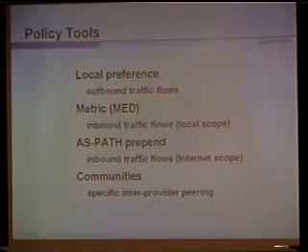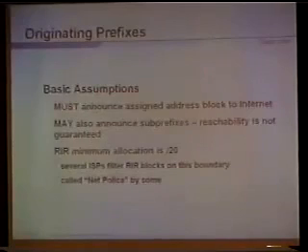The policy tools that we have, just a reminder: local preference is used for outbound traffic flows. Metric is used to determine inbound traffic flows, gives you a local scope, in other words, between you and your neighboring autonomous system. You can use AS-path prepend to determine inbound traffic flows, but that's internet scope. Use AS-path prepend, the whole internet will see what you've done. And finally, we use communities to go into more specific inter-provider peering situations. Again, later on in the presentation, you'll see examples of communities being used.